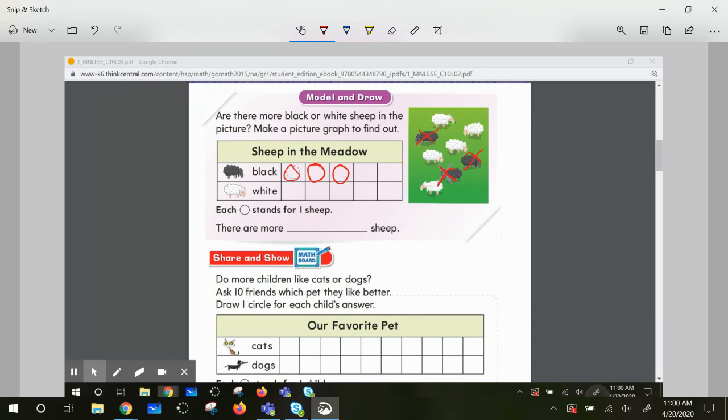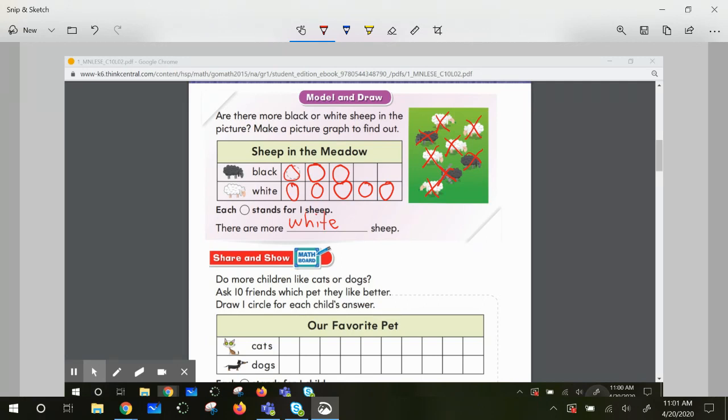Now the next are white sheep. I'm going to cross 1 sheep out and draw it. Cross another white sheep out and draw it. Cross it out, draw it. Cross it out, draw it. Cross it out, draw it. There are more white sheep. We can see that because there are empty spaces in the black. So we would write white.